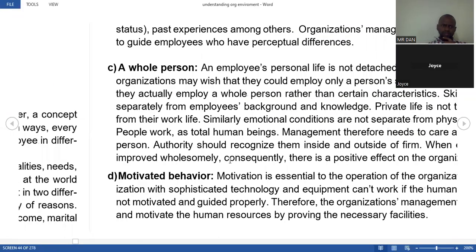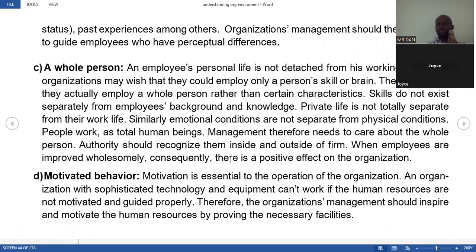Then we are also saying a whole person. An employee's personal life is not detached from his work life. Remember, we spend a lot of time at work, and most of the behaviors are normally shaped when we are working, because most of the time we spend a lot of time. For example, from 8 in the morning up to 5 in the evening, you are working, and you're working from Monday to Friday.